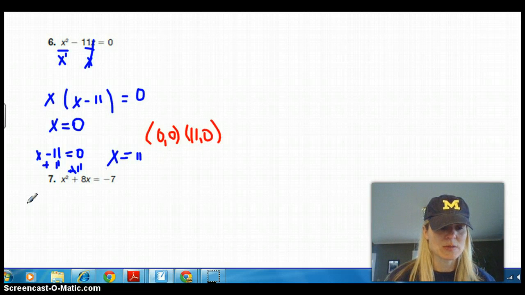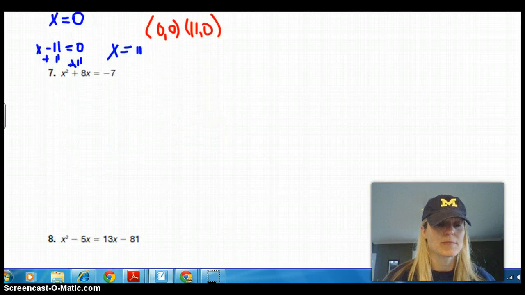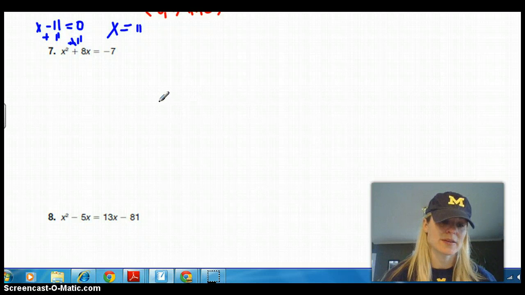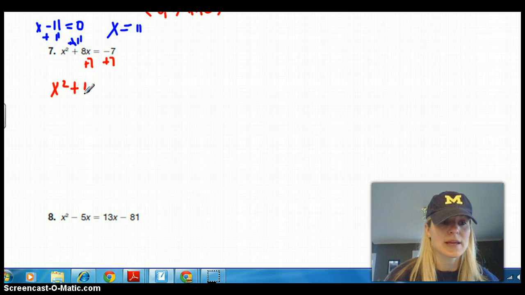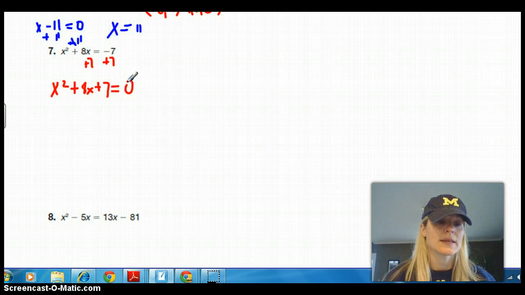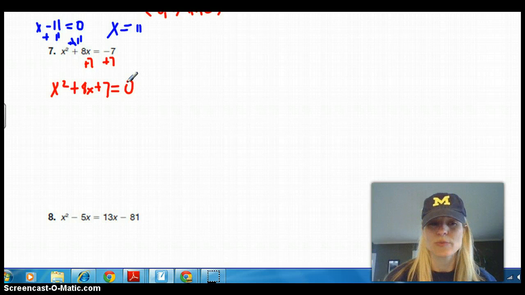So if we look down here at this one, now we have x squared plus 8x equals negative 7. So you want to get that in the equals to 0 format. So all I'm going to do is add this 7 over. Now it's not a like term with 8x, so I'm just going to make this x squared plus 8x plus 7 equals 0. And then this one should be pretty easy.